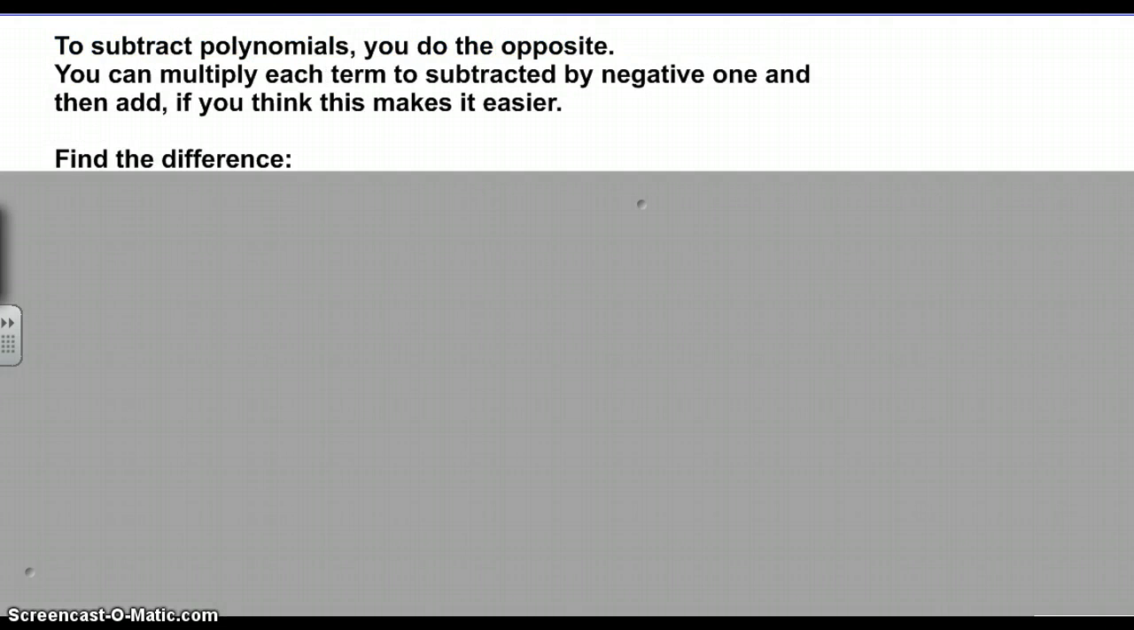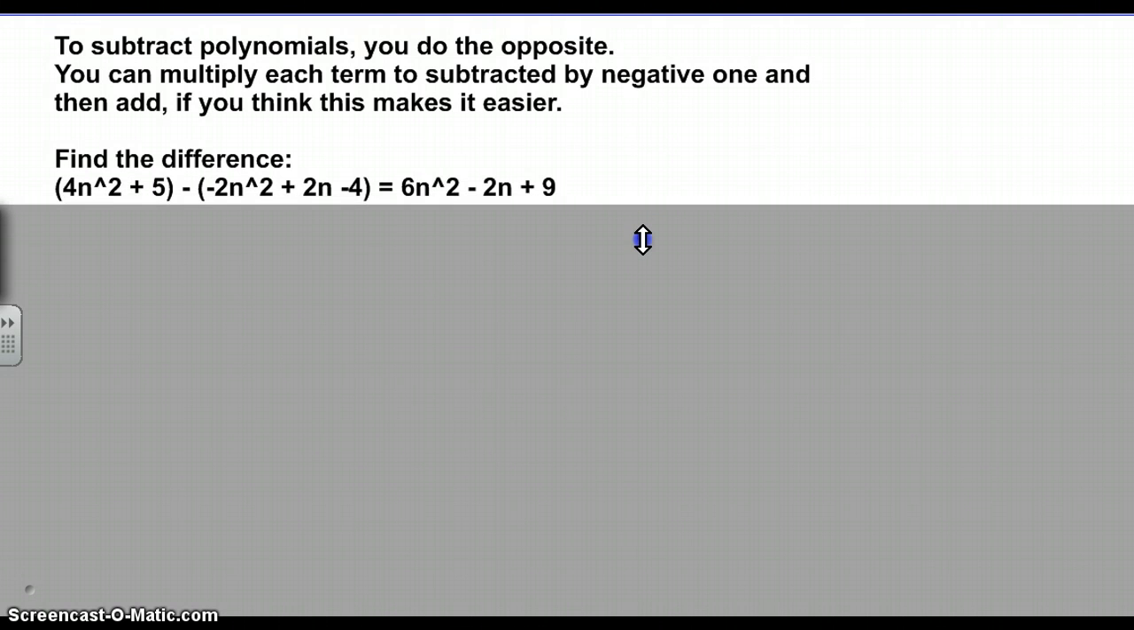Now to subtract polynomials, you do the opposite. I usually just subtract each term in the second parentheses, but one way that the book suggests is to multiply each term that you're subtracting by -1 and then add them, as if that would make it easier. I think that might make more mistakes, but that's up to you to try if you want to. We're going to find the difference here.